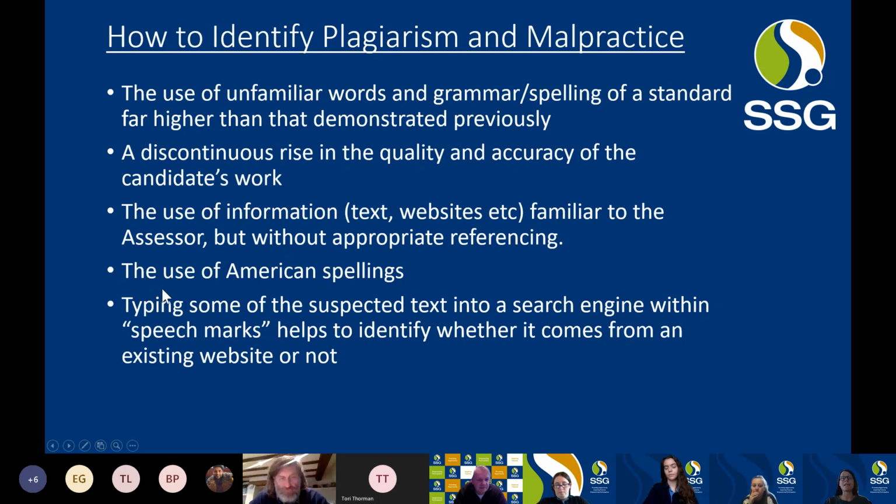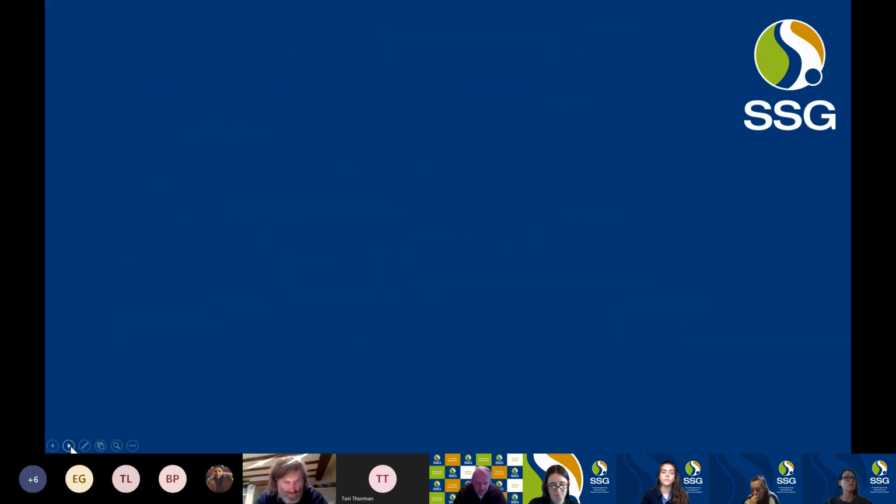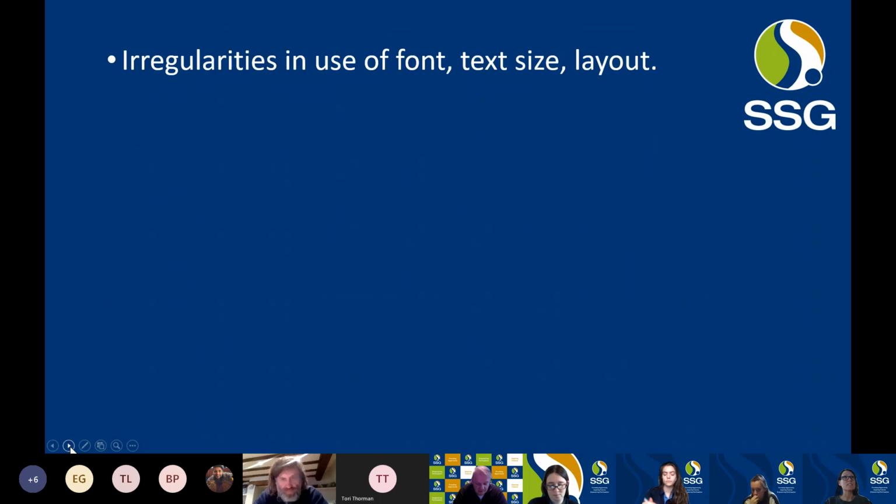So if you suspect anything for any of those reasons, the Americanized spellings, you'll think, oh, that sounds familiar, I've seen it somewhere, or the standard of work. Just try typing that text into a search engine, into Google, and it may help to identify if it has come from a website or not. A couple of other indicators, as Mike just said, irregularities in the use of the font, text size, layout. So it might be that in the same paragraph the font is different or the text size is different. We see that quite a lot.